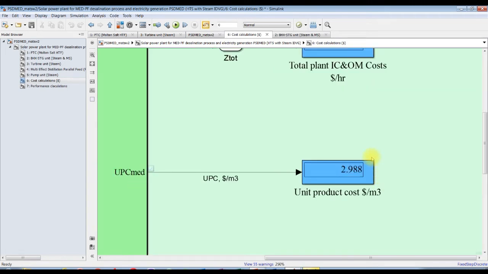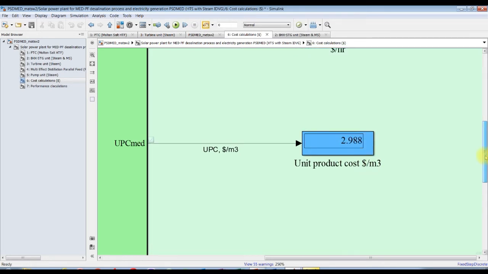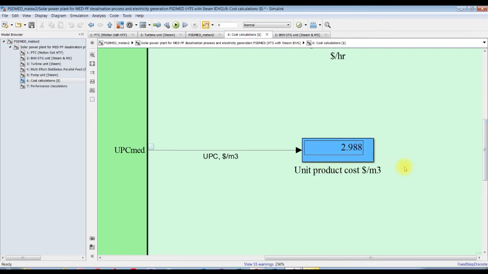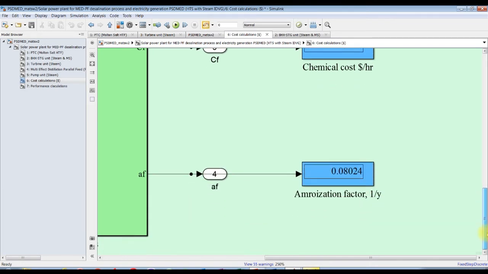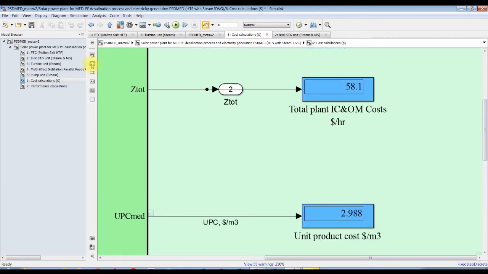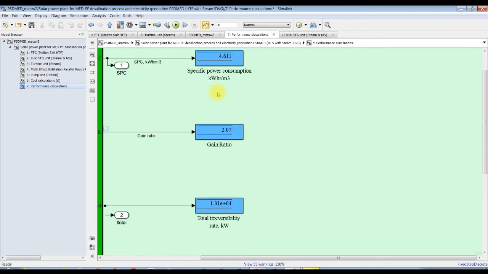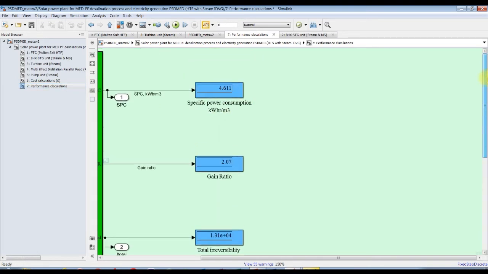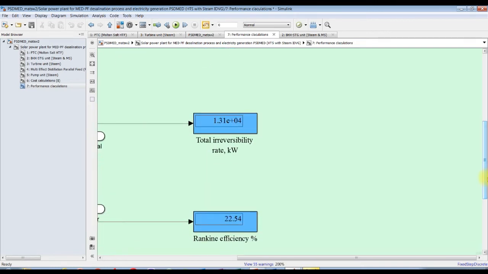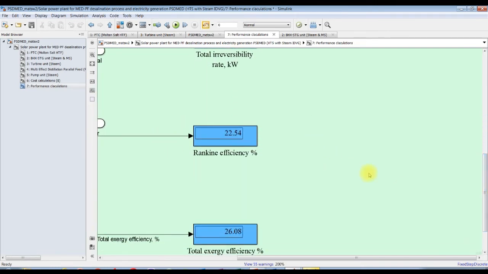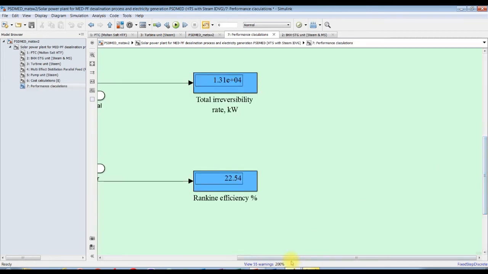We are going to sell our total water price. We are going to sell our product at almost $3 per meter cube, because we are going to desalinate just 250, and chemical cost and so on. The performance, specific bulk consumption almost 4.6. This is our gain ratio, total irreversibility of the plant, Rankine efficiency, and exergetic efficiency.